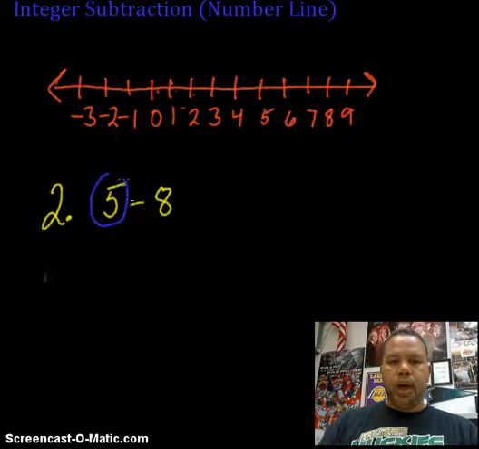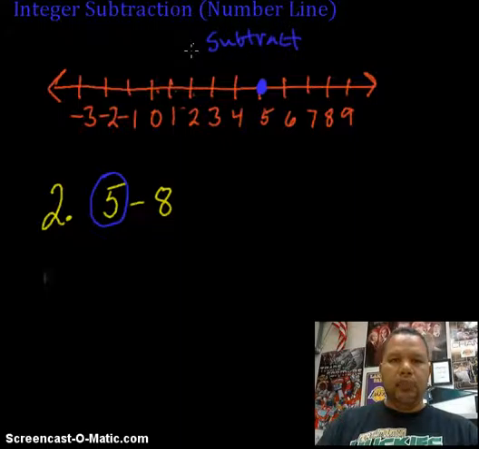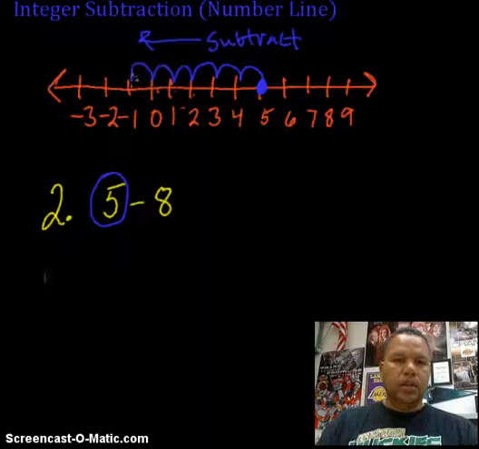Okay, in this example, we have two positive numbers, and we are starting off with the number 5, and we're going to take away 8. So we put our point on 5 on the number line, and we're going to subtract. Once again, subtract means we're going to move in the left direction. So we're going to go to the left 8 times. We go 1, 2, 3, 4, 5, 6, 7, and 8, and it looks like we stop at -3.